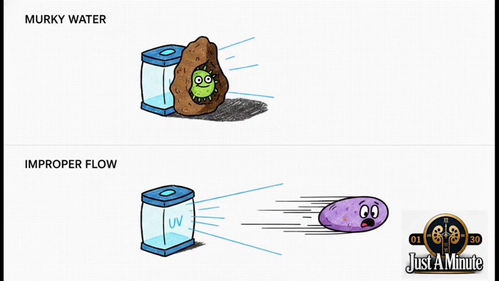But here is the catch. For this chamber to actually work as intended, the environment has to be perfect. It absolutely demands clear water and proper flow conditions. I mean, think about it. If the water's murky, those physical particles cast microscopic shadows, basically giving bacteria a physical place to hide from the light. And if the water flows too quickly, the bacteria might just zoom right past the lamp without absorbing a lethal dose. So environmental clarity and mechanical timing are literally everything here.